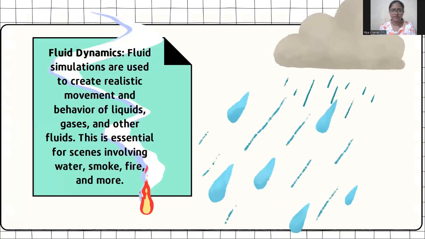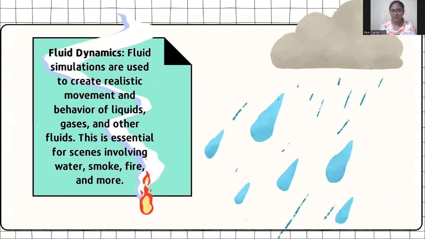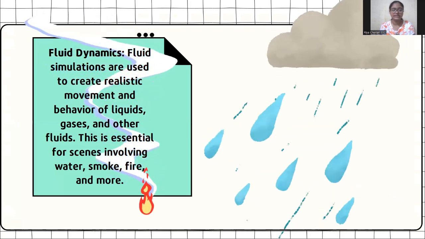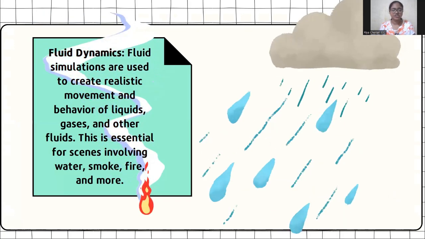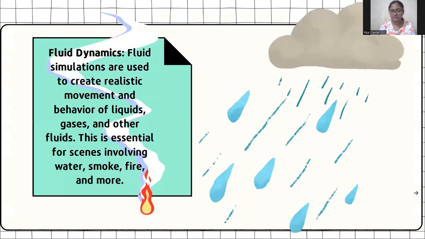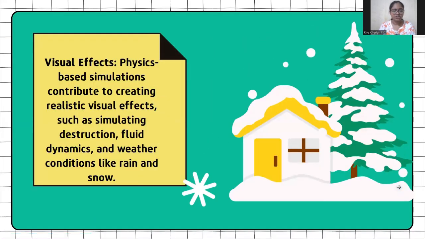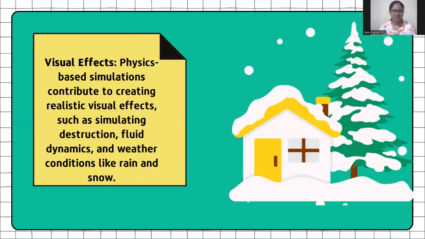Next is fluid dynamics. Fluid simulations are used to create realistic movement and behavior of liquids, gases, and other fluids. This is essential for scenes involving water, smoke, fire, and more. Visual effects. Physics-based simulations contribute to creating realistic visual effects, such as simulating destruction, fluid dynamics, and weather conditions like rain and snow.